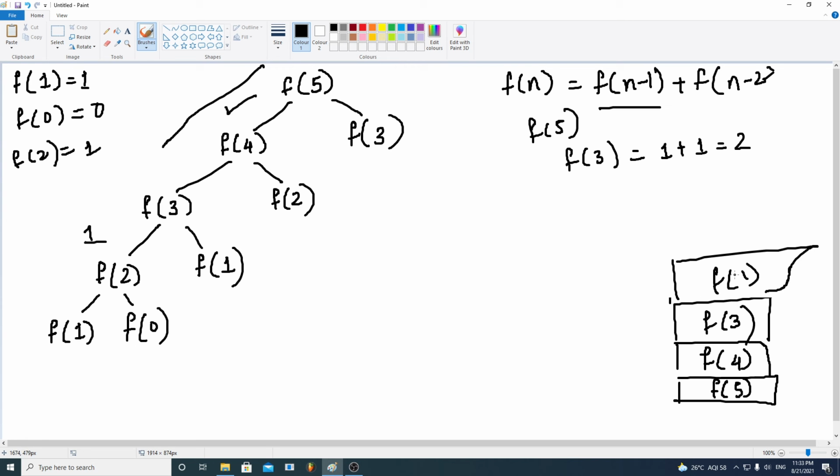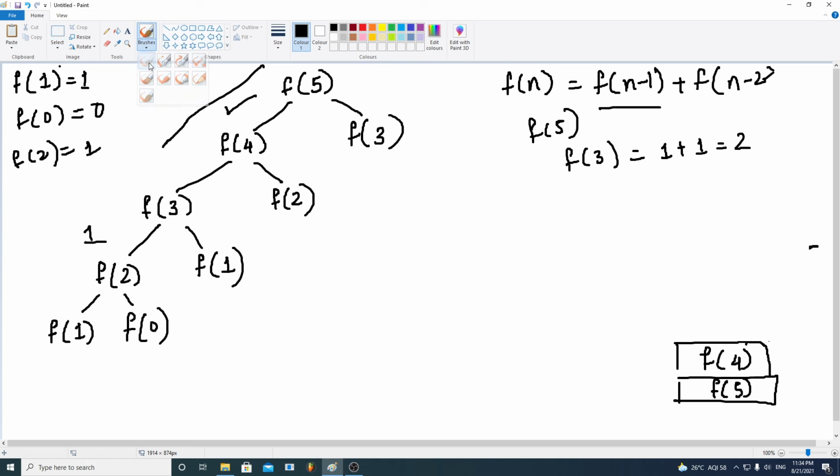Since we know f of 1 and f of 3, it has already been called. We'll remove both of these from the stack. So now what's left is f of 5 and f of 4. The next function, as it's equal, is visible. I will take the value of f of 3 as 2. But now the next function that it has come across is f of 4.